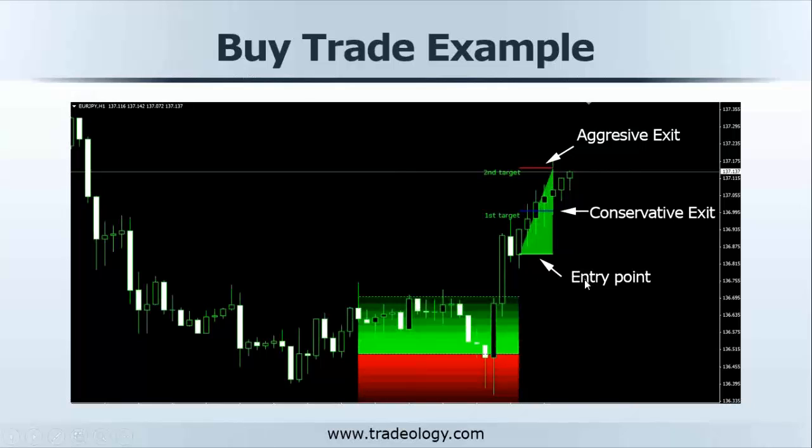Now, if we were using the managed exit, what we'd be looking to do is wait to see price get up to our conservative exit, or our first target. As soon as price hits this level, we want to close out a portion of the trade and move our stop loss from 15 pips below the entry right up to the break even, or the entry point. As soon as we put our stop loss there, we can allow the rest of the trade to continue. If it continues moving up, like it did in this example, it would go on to hit our second target over here, and we'd be taken out of the trade completely.